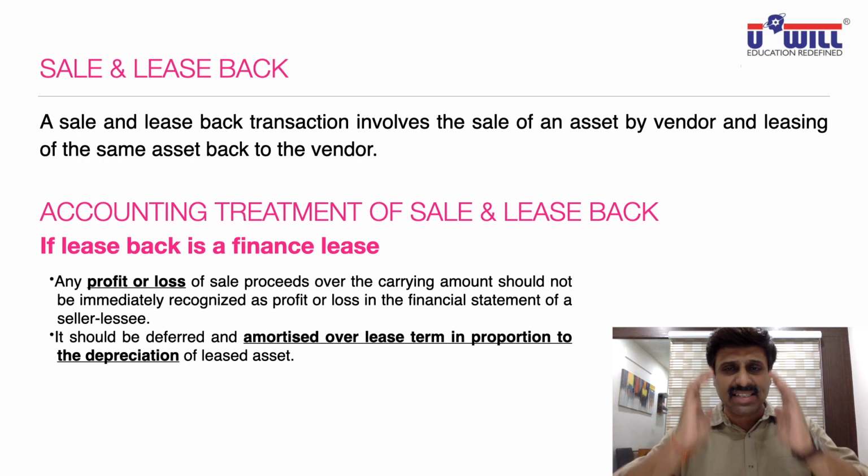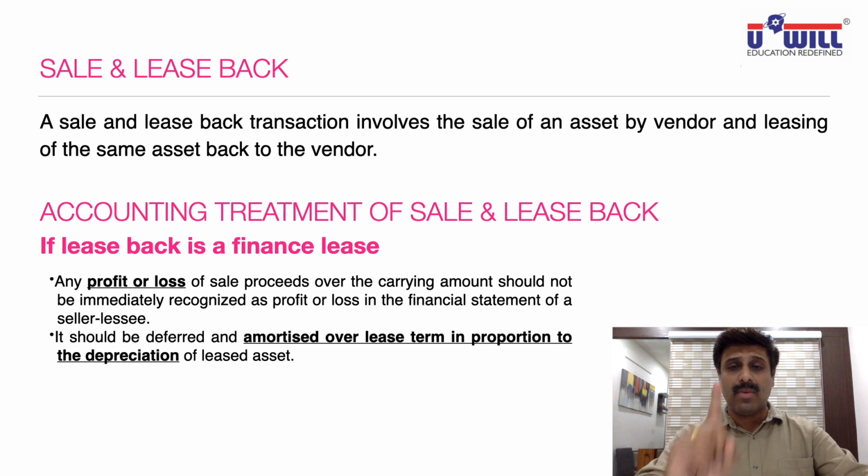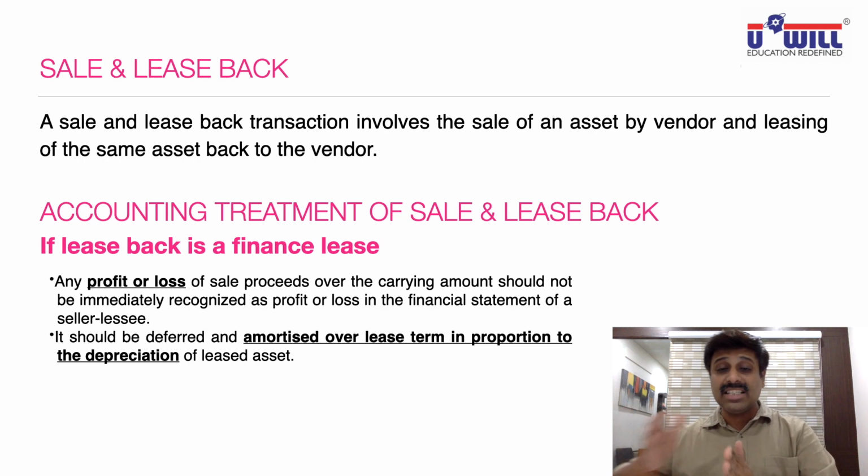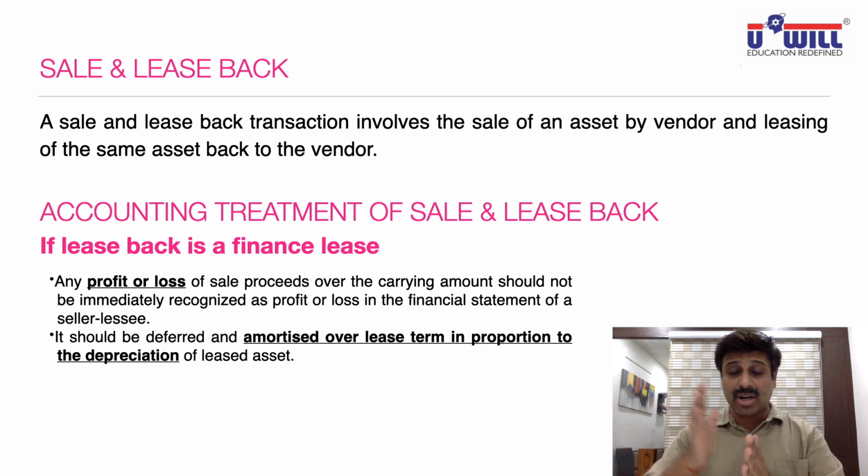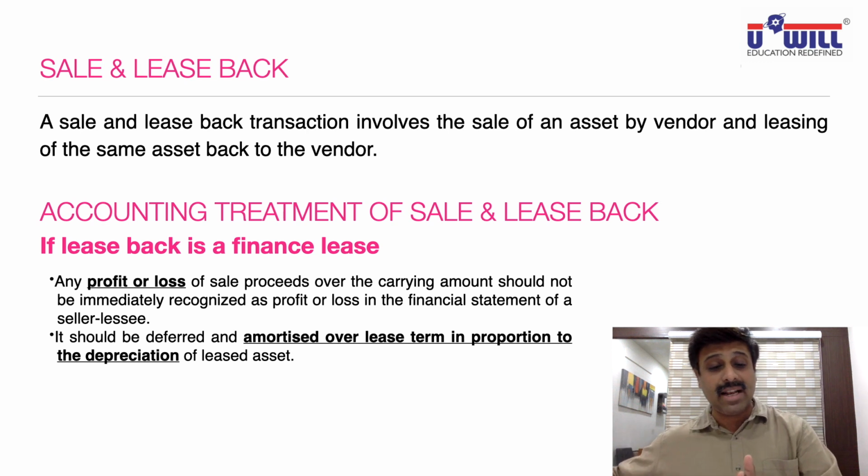Okay, one treatment only. So finance lease is the best over here. Very simple, only one treatment. What you have to remember: any profit or loss should be deferred and amortized. Amortized means deferred, written off. Amortized means not in 1 year, but spread over several years.